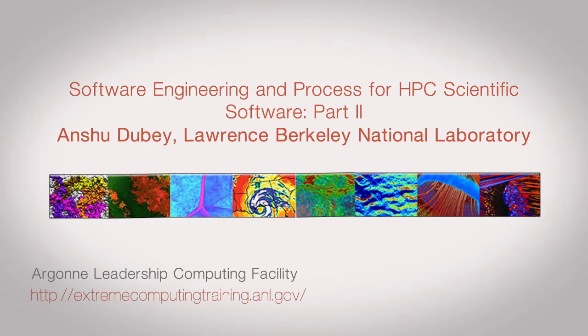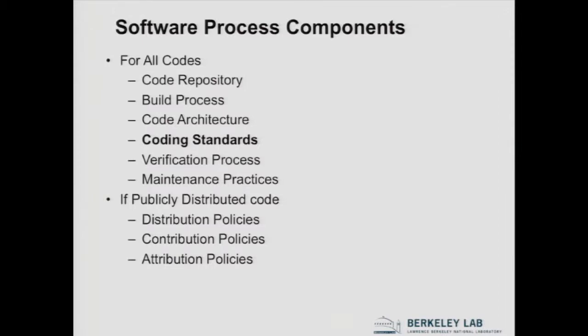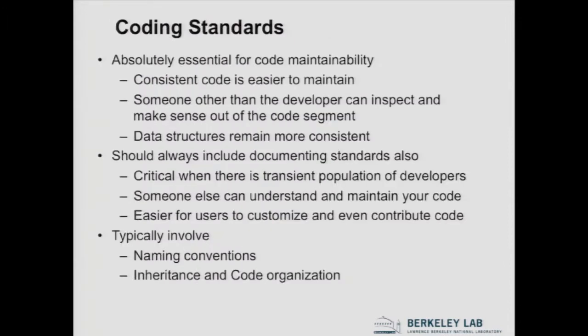The remaining parts of the software process that I'm going to talk about are coding standards, verification, and maintenance practices, and what to do if you have publicly distributed code. What are the things that you need to be careful about? Coding standards are absolutely essential for code maintainability, because consistent code is much easier to maintain than inconsistent code. What's required is that someone who did not develop a piece of code can come in and make sense out of it and maintain it if necessary.